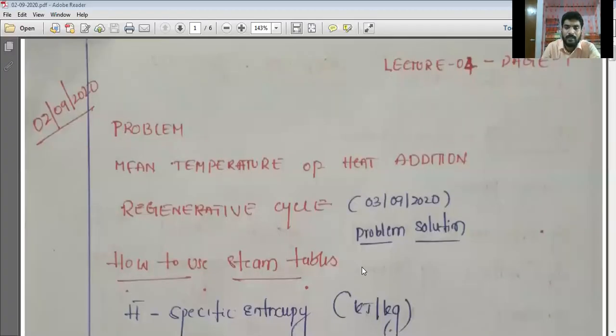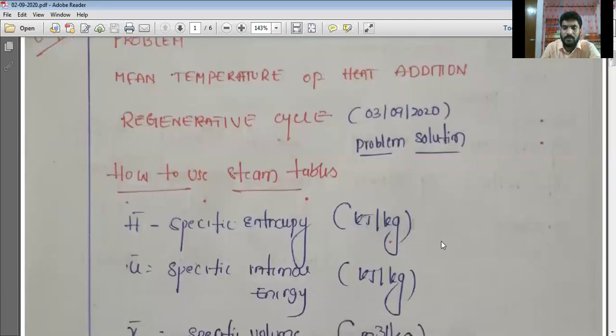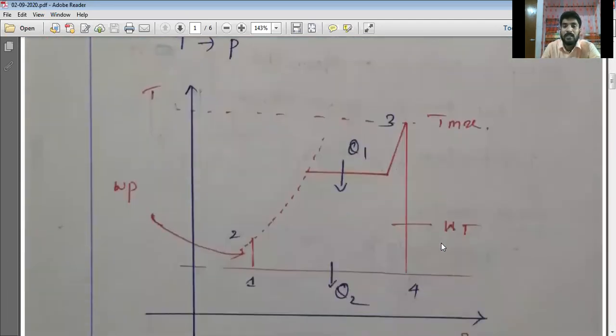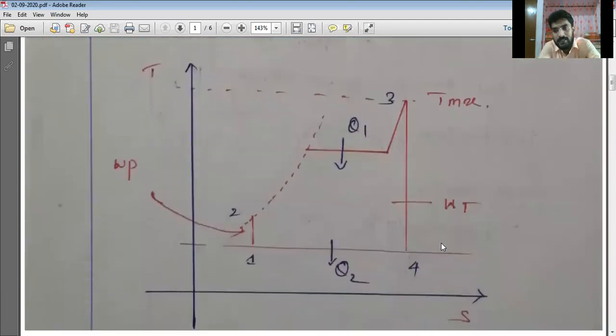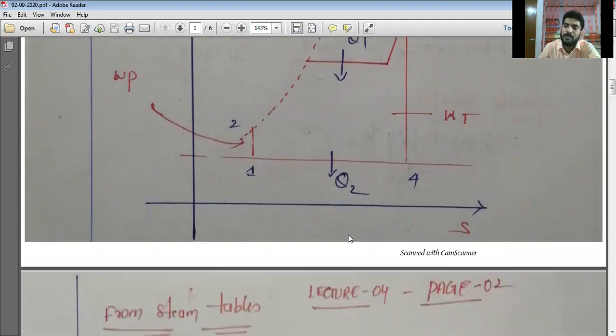This is the temperature and entropy relation. So process 1 to 2 is isentropically compressed, process 2 to 3 is a constant pressure process where heat is supplied, 3 to 4 is work done by the system, that is turbine work, and 4 to 1 is heat rejection. Here heat supplied, here heat rejection. You know S3 is equal to S4 and S1 is equal to S2, because in any isentropic process entropy is constant.